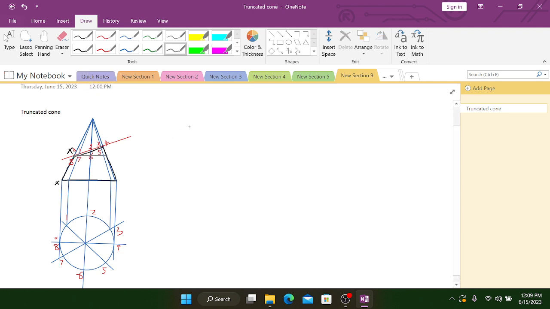Then another horizontal line through 1. Another horizontal line through 1. Through 1 and 7, another horizontal line. Then another horizontal line.